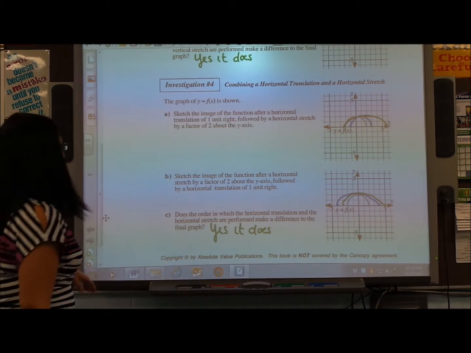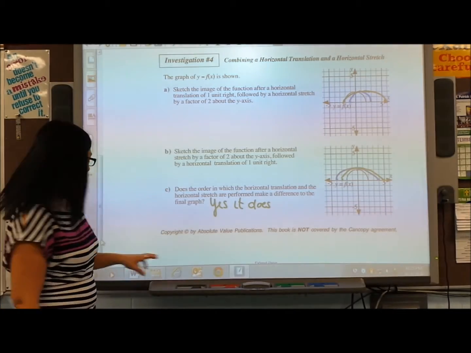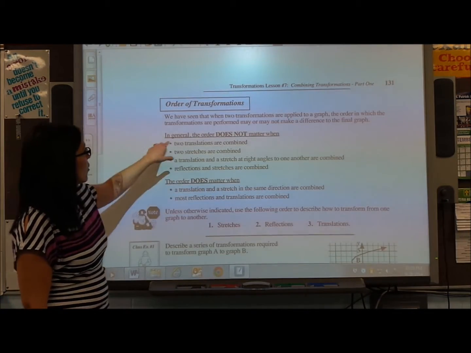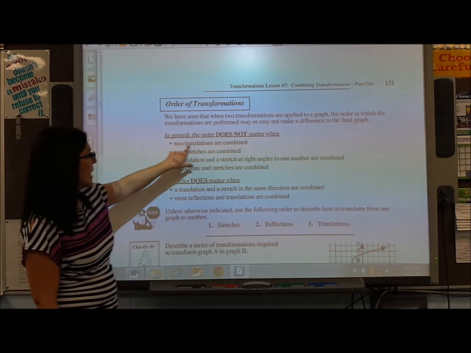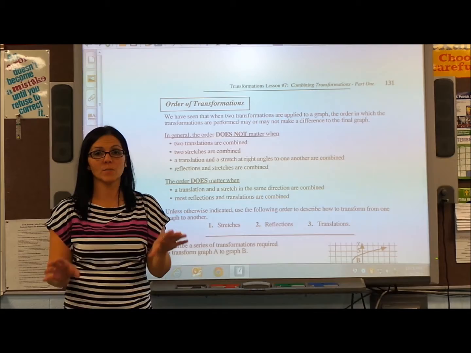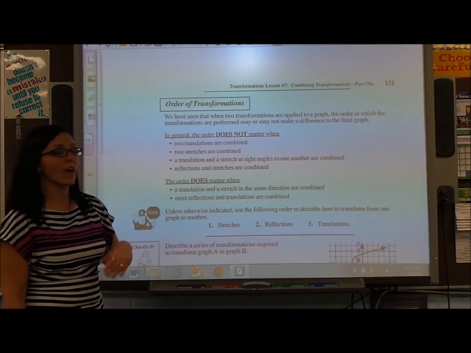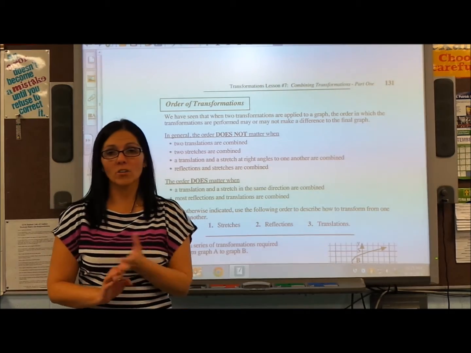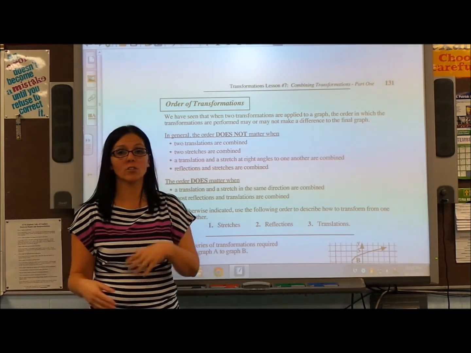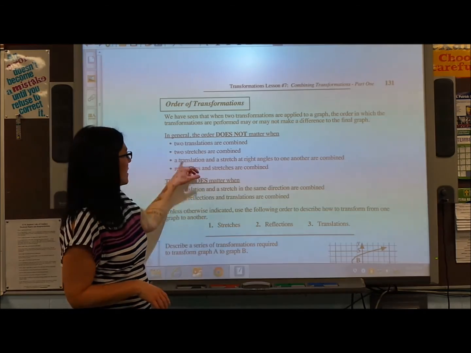So the question that comes up is, when does order matter? Well, we know that order does not matter when I combine two translations. If I go left or right and then up and down, it doesn't matter if I went up and then left or left and then up. If I combine two stretches, a horizontal and a vertical stretch, if I do horizontal and then vertical or vertical then horizontal, it doesn't matter which way.